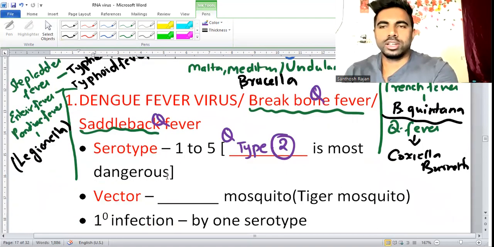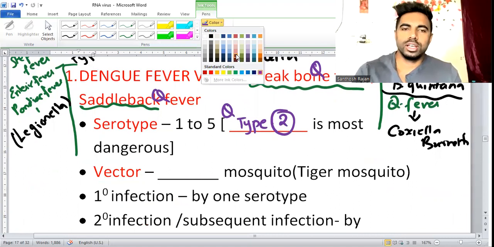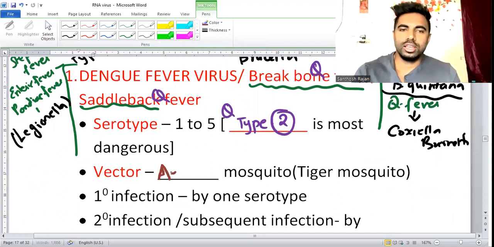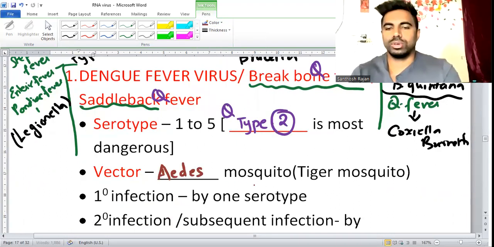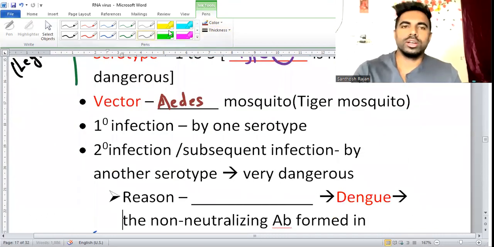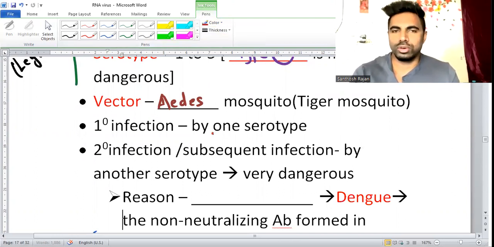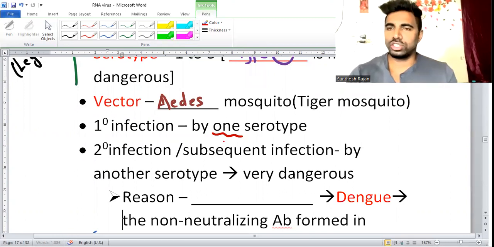And the vector, we already spoke about this. The vector is always the Aedes, A-E-D-E-S, Aedes mosquito. And what's the trend here? The primary infection is usually by one serotype. And if the secondary infection is caused by another serotype, it's always dangerous.